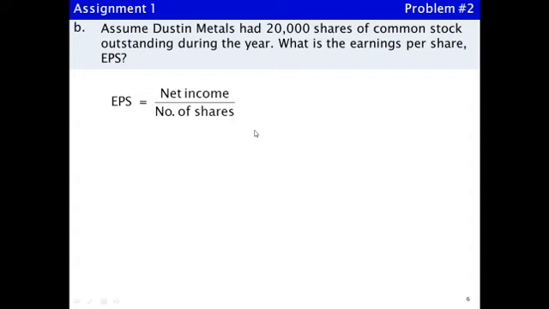is the weighted average. Keep in mind, a firm's number of shares can be changing throughout the year. It could issue new shares, they could have exercise of warrants or stock options, or they could repurchase stock, but we're going to ignore that. We're simply going to use the 20,000 shares, take the net income over 20,000, earnings per share $8.78.